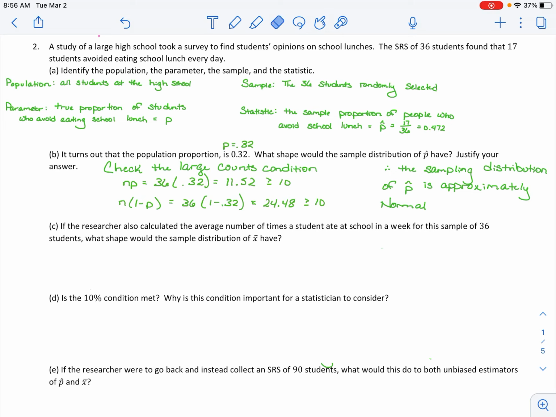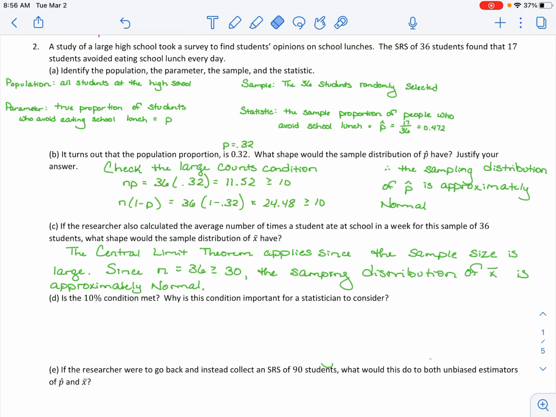The central limit theorem lets you say, who cares what the population shape is, as long as your sample size is at least 30. So the central limit theorem applies since the sample size is large. Since n equals 36, which is at least 30, the sampling distribution of x bar is approximately normal. It would not have mattered if it was extremely skewed left. Because I took a large enough sample, my distribution of averages of those samples will still be normal.